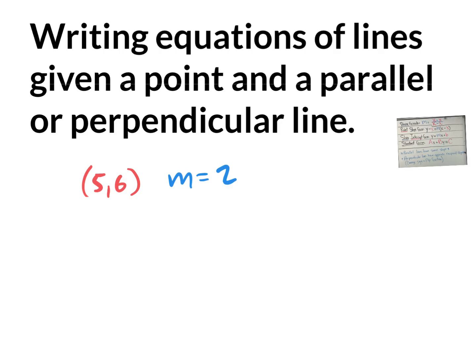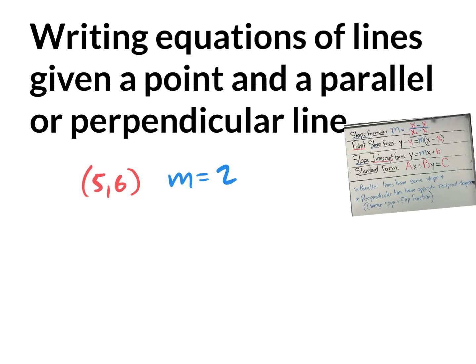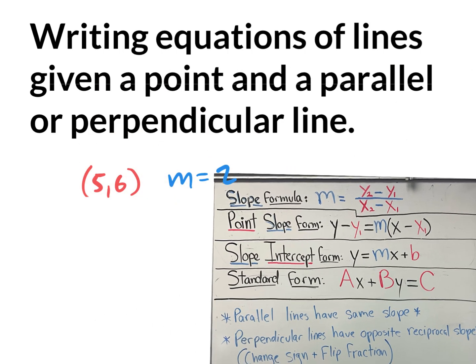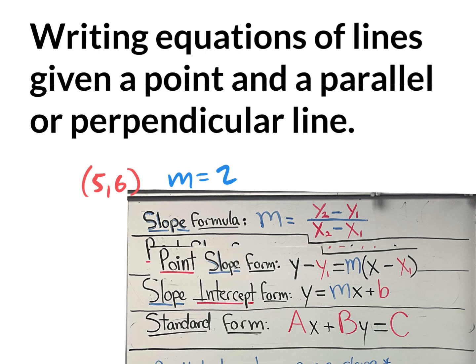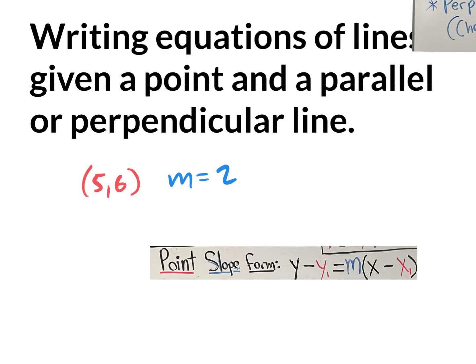Is that a difficult equation to write given that information? No, it's pretty simple, right? If I give you a point and a slope, you could write it in point slope form. Point slope form is y minus y1 equals m parentheses x minus x1. So this is the form that we're going to need to write it in because they gave us the point and the slope.